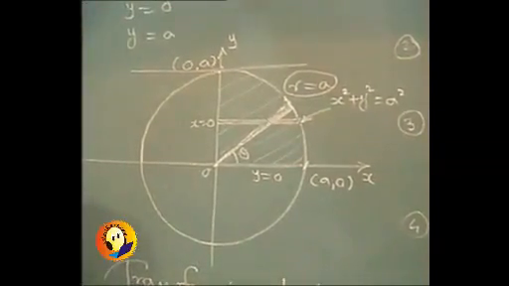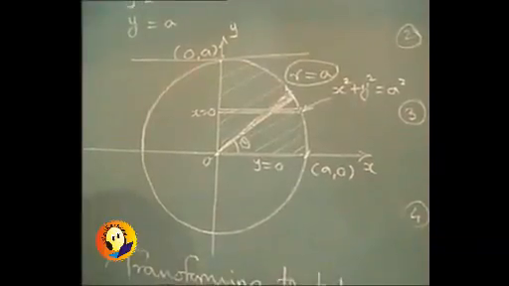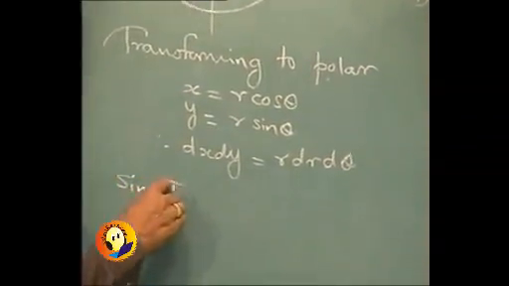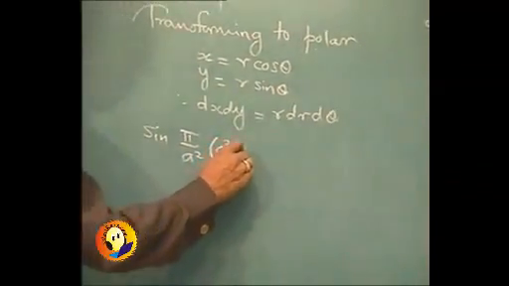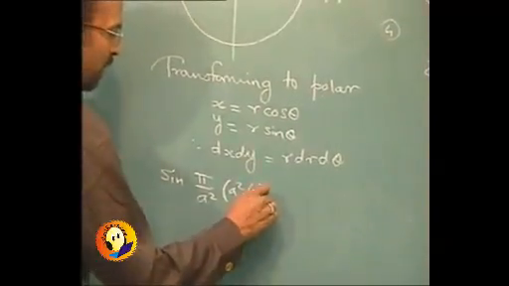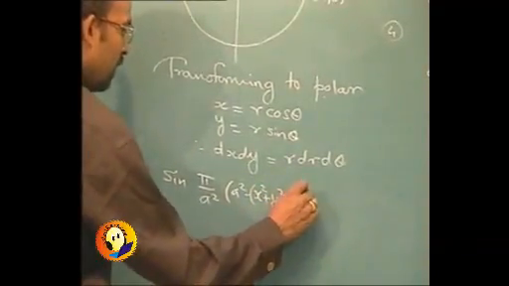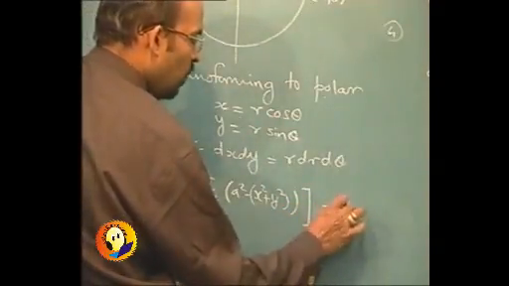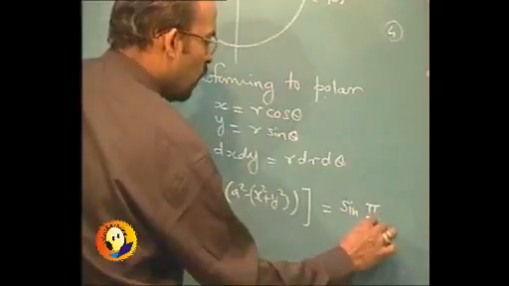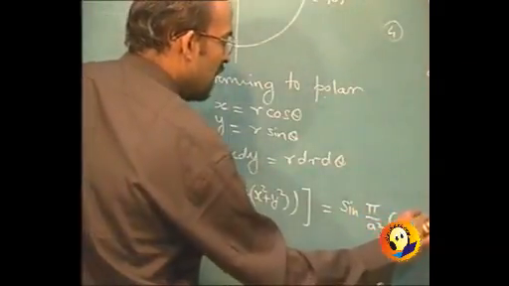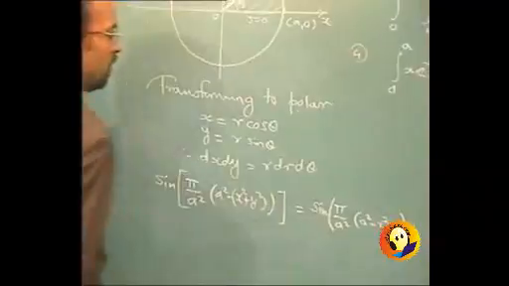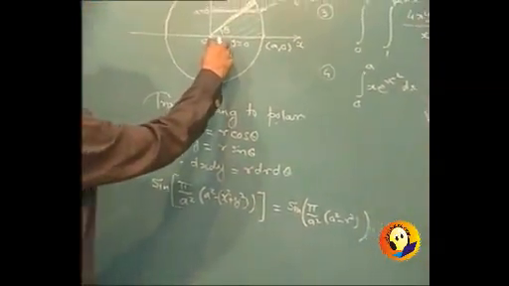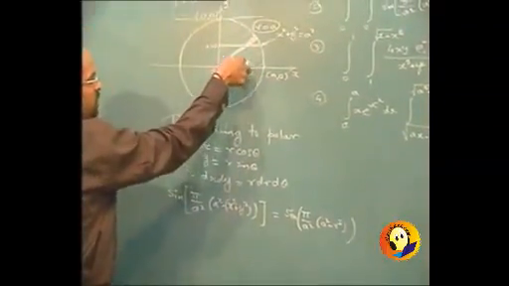So transforming to polar, that is x equal to r cos theta, y equal to r sin theta, we have dx dy as r dr d theta, and the function that was sine of pi upon a square into bracket a square minus bracket x square plus y square, actually I am rewriting it, will be simply sine of pi upon a square into bracket a square minus r square. Limits of integration, as we have already discussed, are from r equal to 0 to r equal to a, theta varying from 0 to pi by 2.